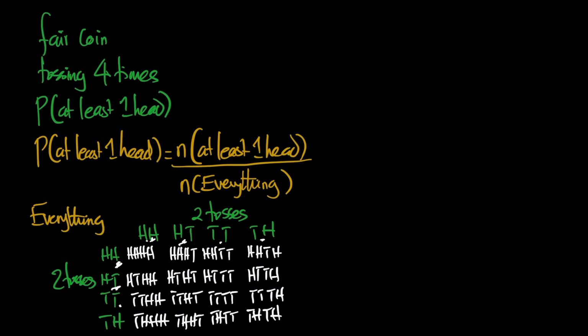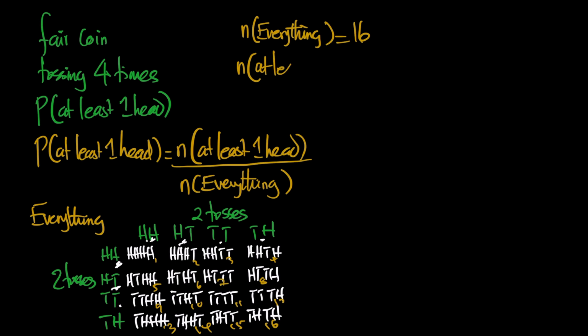If we count that, this is 1, 2, 3, 4, 5, 6, 7, 8, 9, 10, 11, 12, 13, 14, 15, 16. So we can say that the number of everything is 16 of them. But what about the number of at least one head? It could be 1 head, it could be 2, 3, or 4. Yeah, that's what we're looking for.